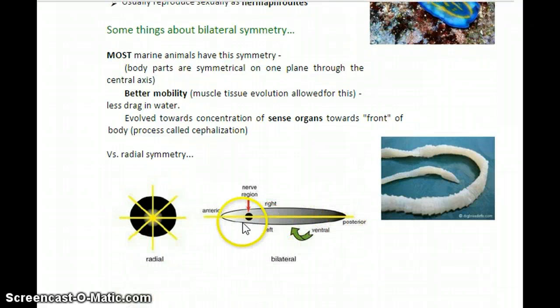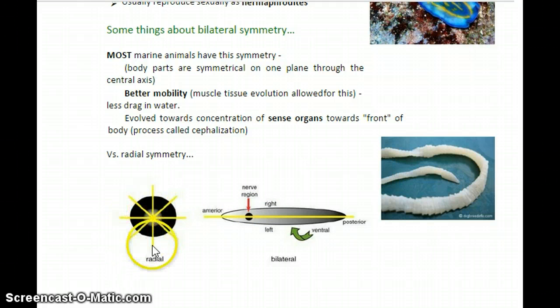So some important things about this issue of symmetry. Most marine animals, again, have bilateral symmetry, and there's actually a reason for why bilateral symmetry evolved. You have better mobility in terms of the way body tissues are oriented. And we also see an evolution towards having most sense organs concentrated on one side of the body, and that's a process called cephalization. We see cephalization with ourselves, for example. Most of your sense organs are in your head: your eyes, your tongue, your ears, your nose. You can hear, smell, taste, see, and touch. You can touch with other parts of your body, but all of those things happen in your head. And so that's another thing that happened with bilateral symmetry.